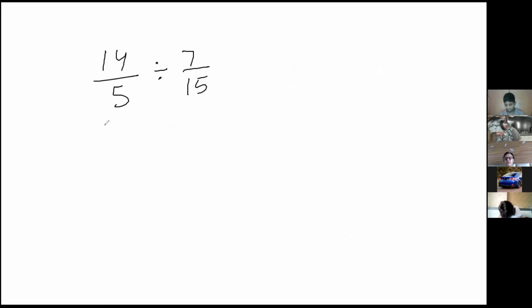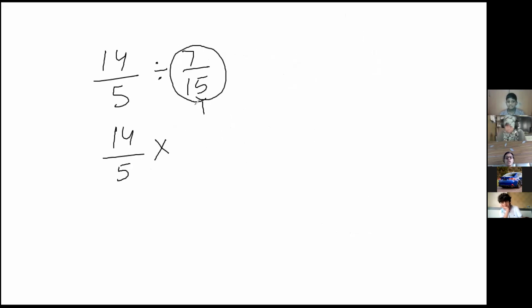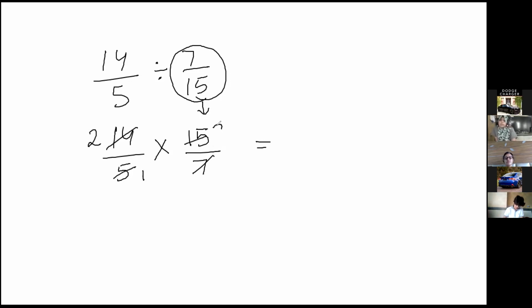Now when we are doing division, 14 by 5 divided by 7 by 15. Those who were absent in the last class, just pay attention. Instead of division, I'll put a multiplication sign and I will take the reciprocal of the divisor. Reciprocal means ulta, numerator becomes denominator and denominator becomes numerator, and now you know how to multiply. 9 upon 12 into 4 upon 7, the answer is 3 upon 7, right?